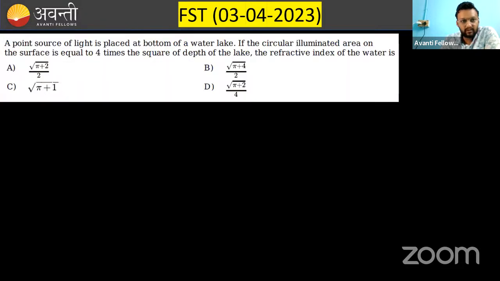Look at this question. This is the most difficult and most conceptual question out of these. Listen. The question says a point source of light is placed at the bottom of a water lake. Okay, so first of all, let's draw a water lake. Let's suppose this is the lake.